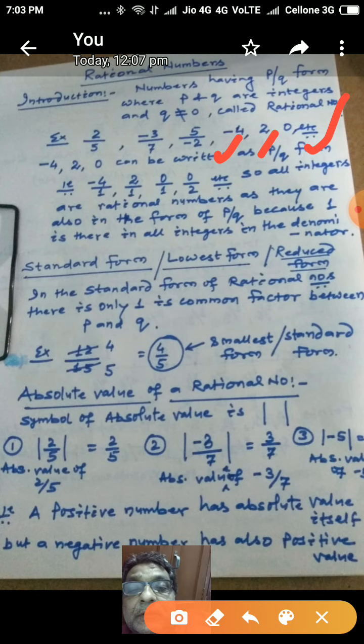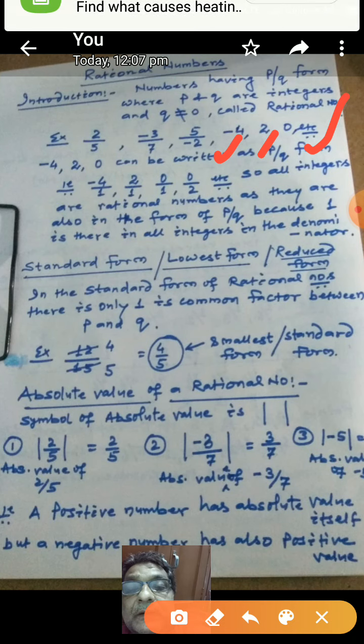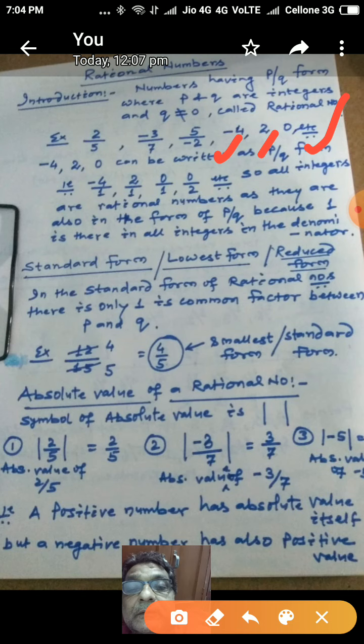And if we want to write, say, minus 4, then we can write it as minus 4 by 1. Similarly, for 2 it is 2 by 1. So every number can be expressed in the form of p by q. That says that all integers are rational numbers. Now these integers are either both negative, both positive, or one negative and one positive. All these numbers are considered rational numbers.